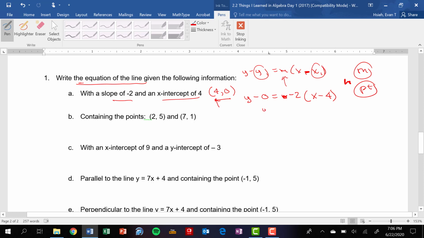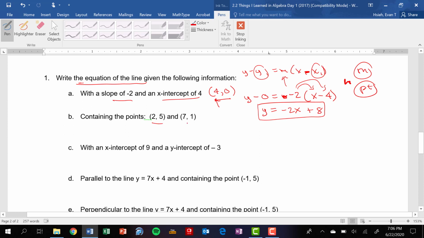I can solve this if I want, or I can leave it. If it doesn't tell you specifically to put it in a specific format, you can leave it in whatever format you want. A lot of kids feel comfortable putting it into slope-intercept form. So I would distribute the -2 here and here, so I get -2x plus 8, and that would be the equation there.